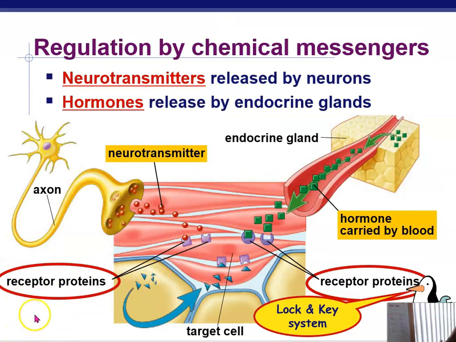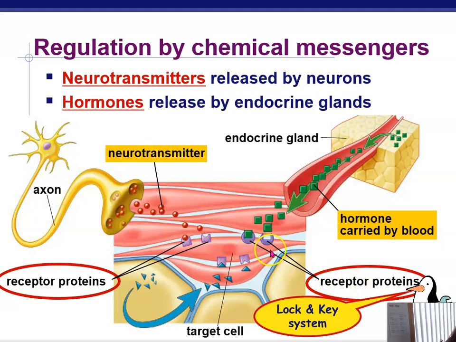Here's a diagram to help you visualize that. On the left, we have a neuron that terminates at a muscle and then affects a muscle cell who has targets for that, and a neurotransmitter coming from that neuron end, jumping the gap to the receptors on the muscle cell itself. Again, those are receptor proteins. And then over here on the right, we have the endocrine gland sending its message or hormone through the bloodstream to its target cells, which also happens to be a muscle cell.